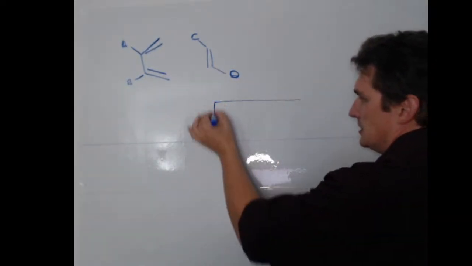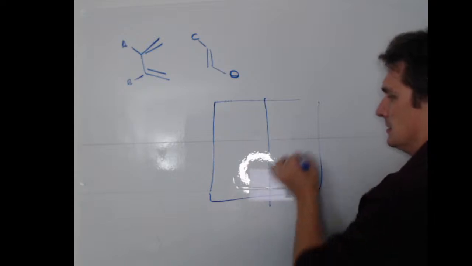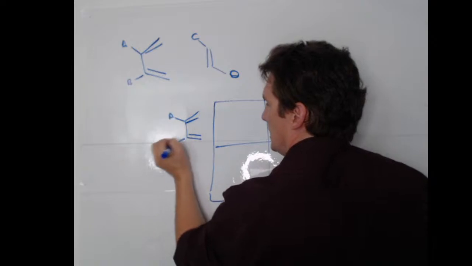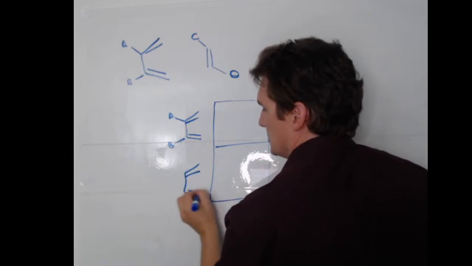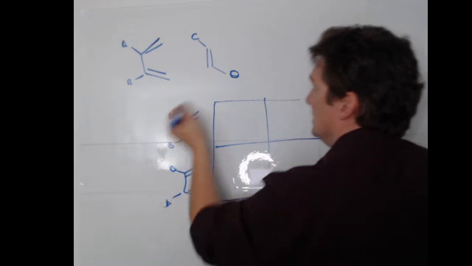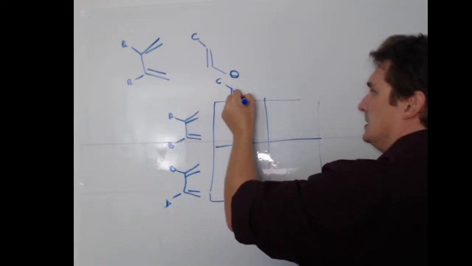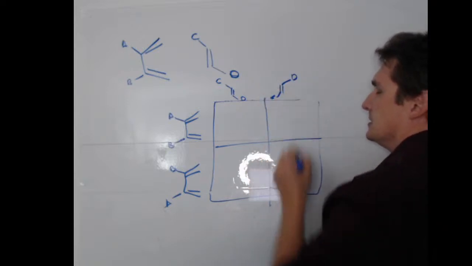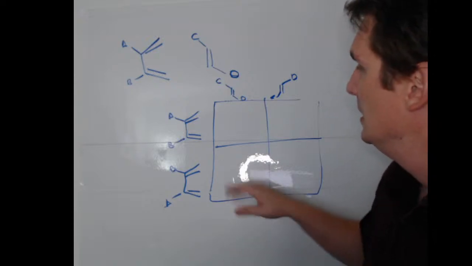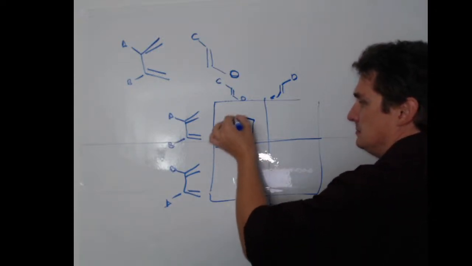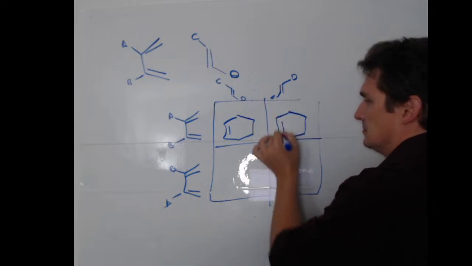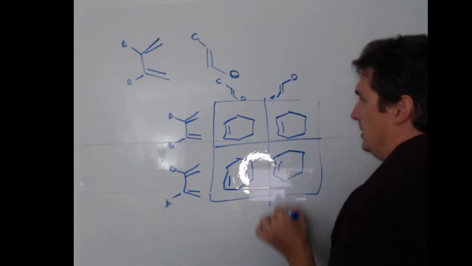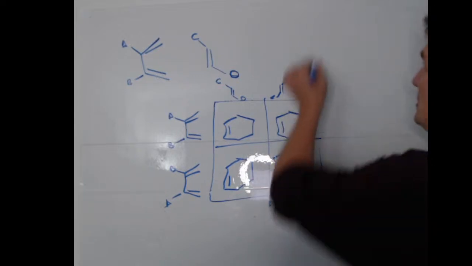So your Punnett square here: a situation where you have A up and B down, a situation where you have B up and A down, a situation where C is up and D is down, and a situation where D is up and C is down. In all of these, you're going to have the cyclohexene.